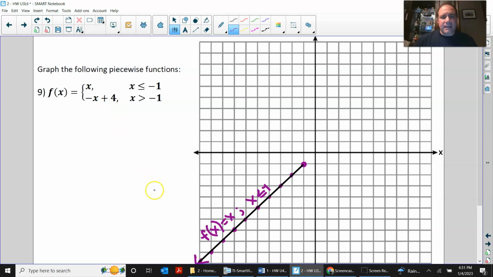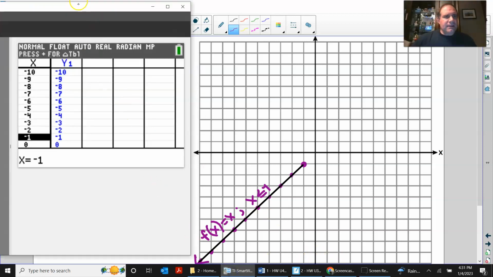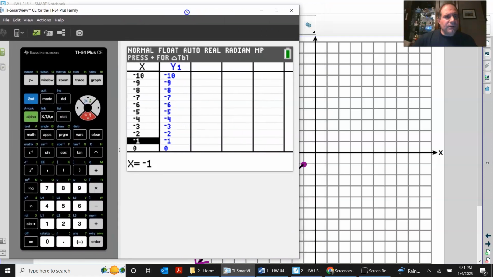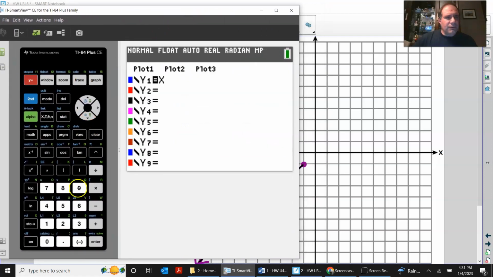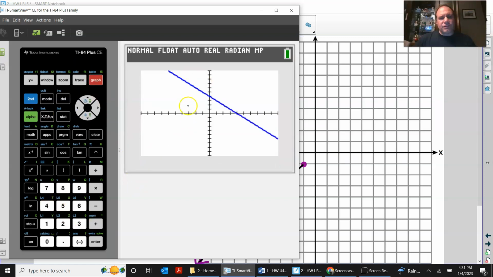All right, let's go ahead and graph the second line. The second line says f of x equals negative x plus 4. So negative x plus 4, we're going to put this out right here. Y, and we're going to clear this. Negative x plus 4. And I did not do that correctly. Negative x plus 4. And press graph. All right, so we have that part as my graph.